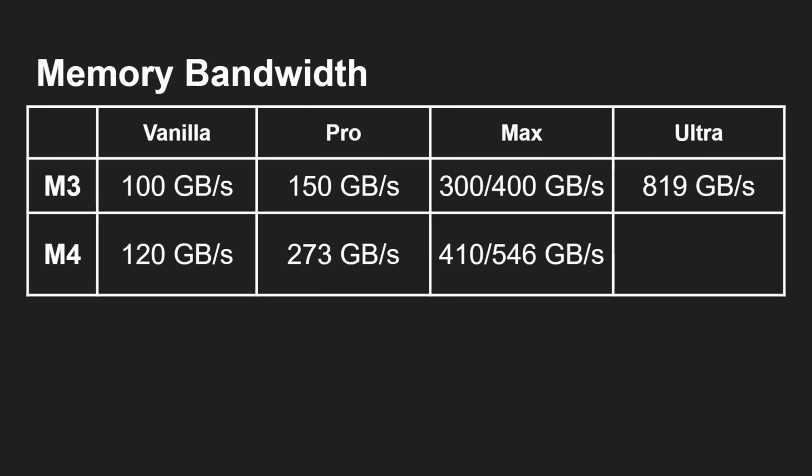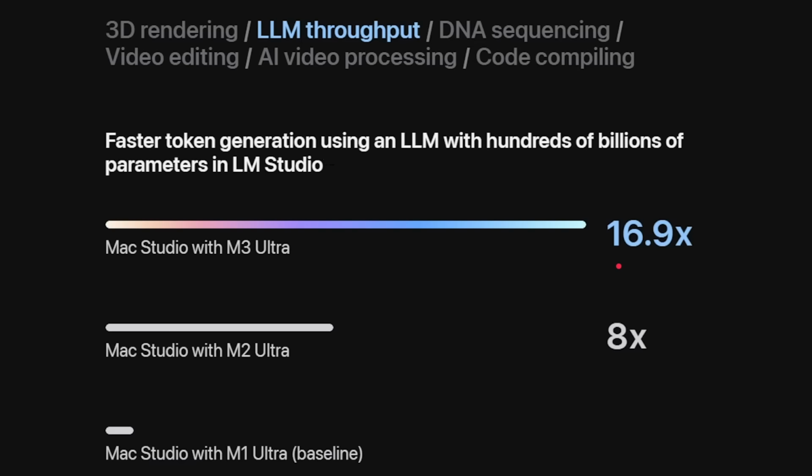And of course, when you're running an LLM, that's absolutely fundamental. Forget the computing power of the GPU, the CPU, the neural engine. Just by doubling that bandwidth, you're going to significantly improve the speed of an LLM there. And so let's look at some of the benchmarks.